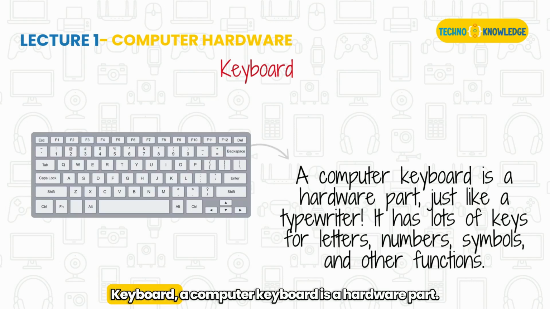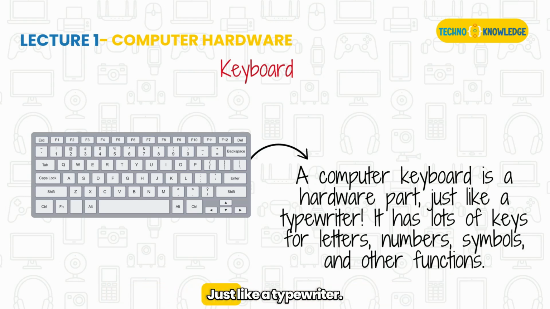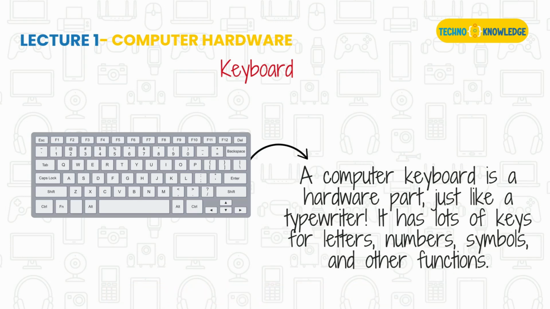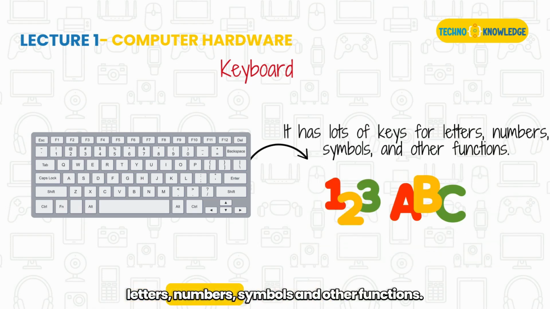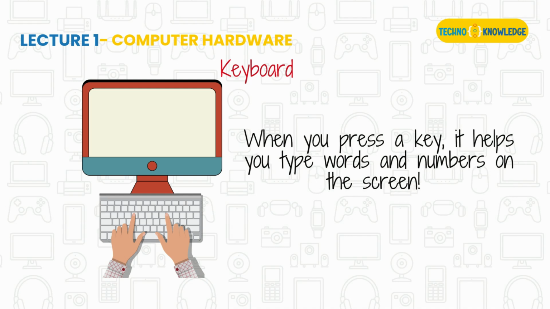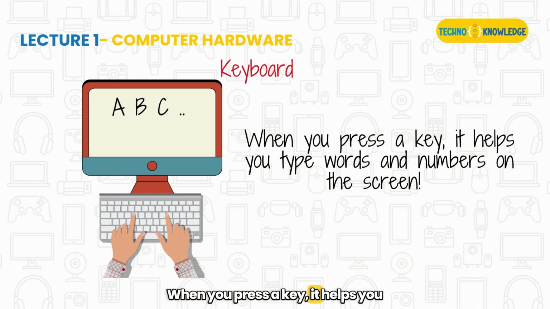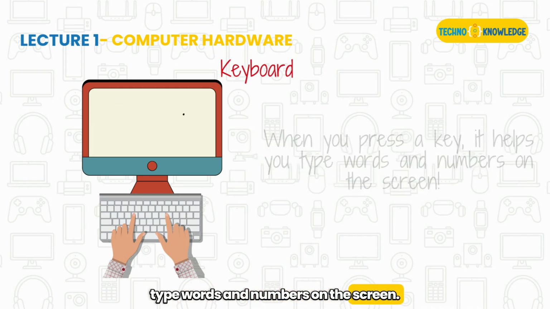Keyboard. A computer keyboard is a hardware part, just like a typewriter. It has lots of keys for letters, numbers, symbols, and other functions. When you press a key, it helps you type words and numbers on the screen.